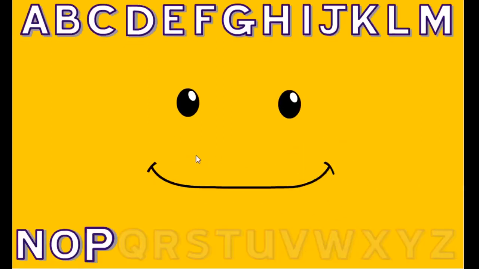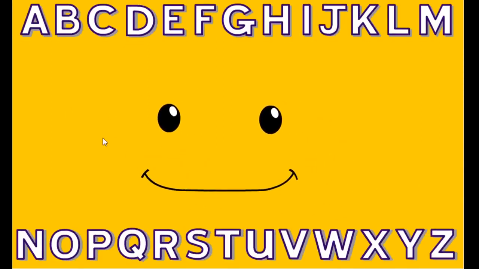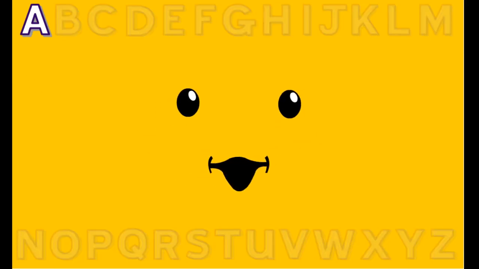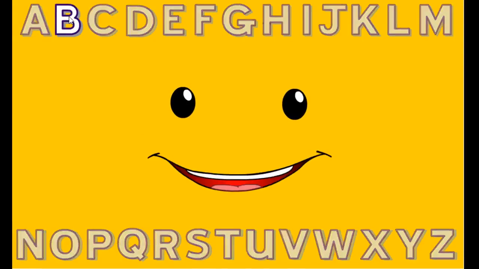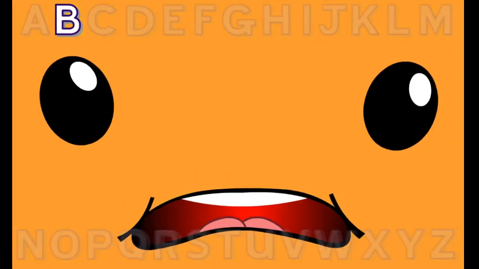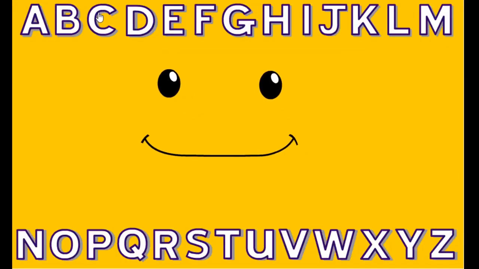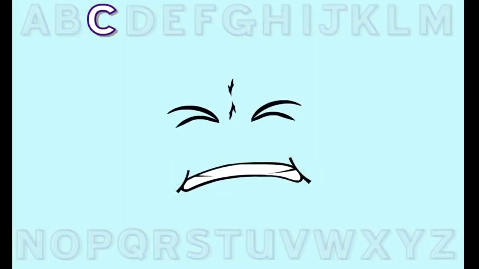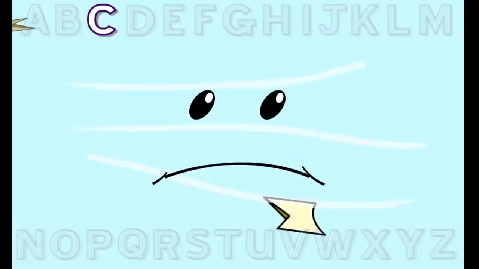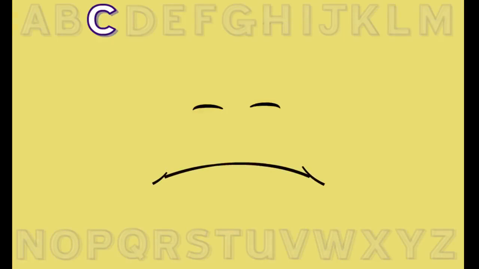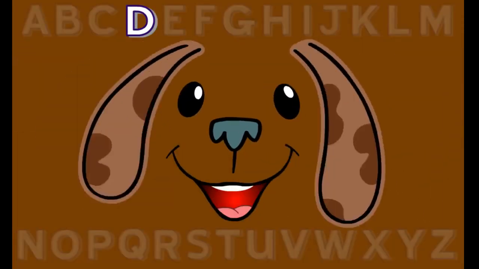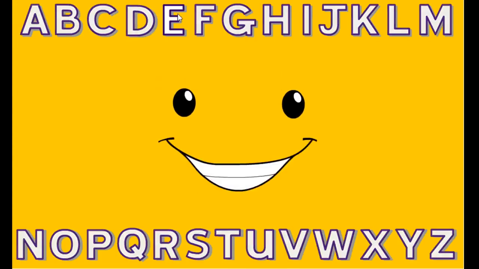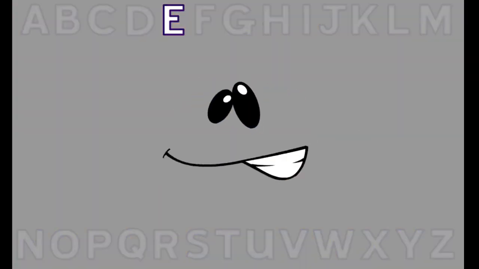Click on a letter. A is for art. B is for big. C is for cold. Ooh. D is for dog. E is for elephant.